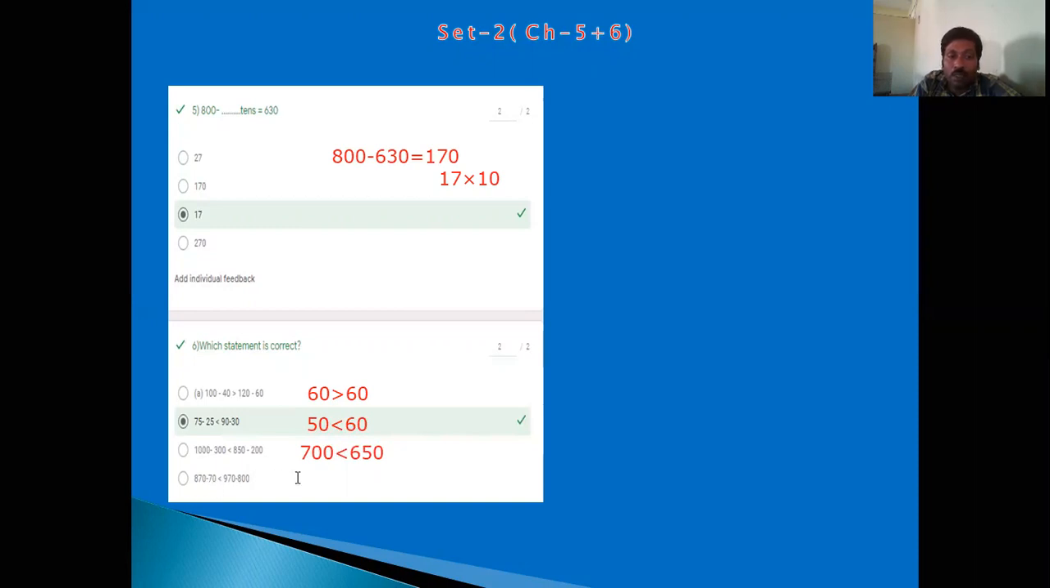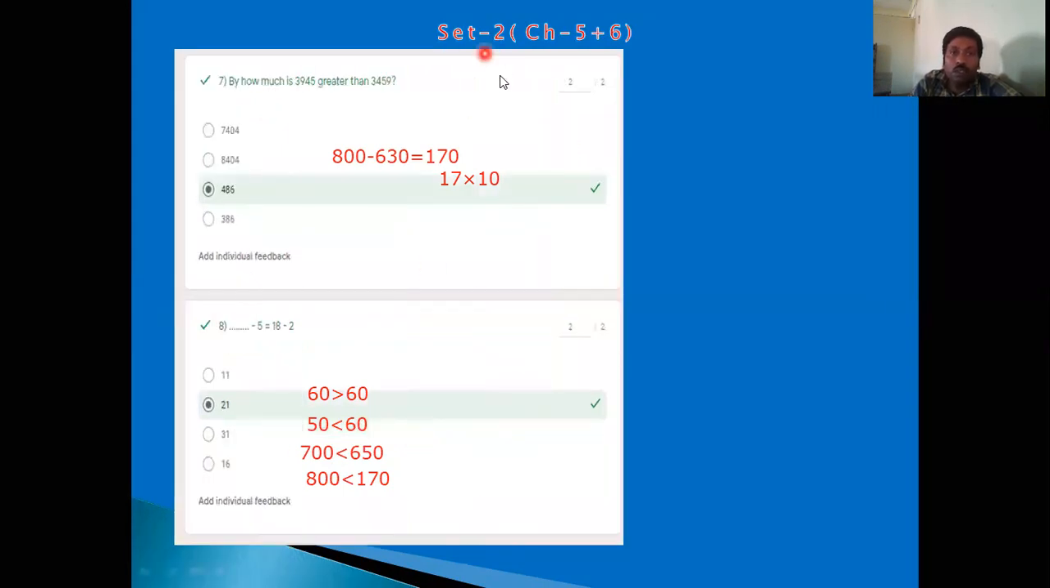870 minus 70. When we subtract, we get 800. 800 less than 970 minus 800. We get 170. So this is also wrong. The answer must be 50 less than 60, this option. Okay. So in this way, we can solve this type of question. Now go to the next question.